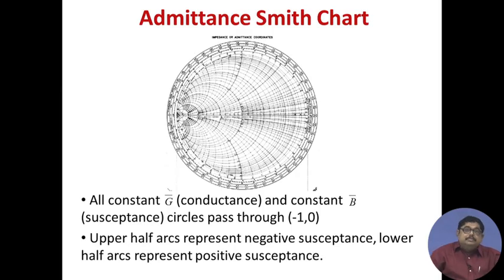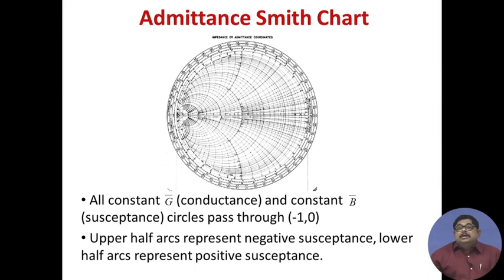Now, also there are admittance Smith charts available, where instead of having that 180-degree transform, people have done that for you. So, you will be getting it, we will be uploading an admittance Smith chart also, where all the things are in terms of y. So, we will see that here all the constant conductance and constant susceptance circles pass through the -1, 0 point.